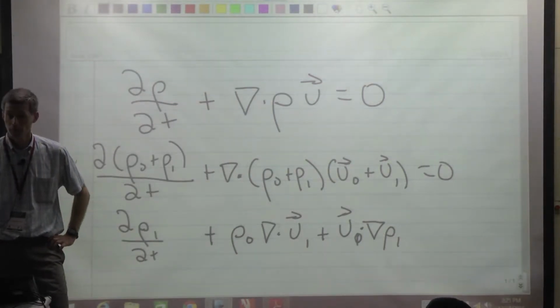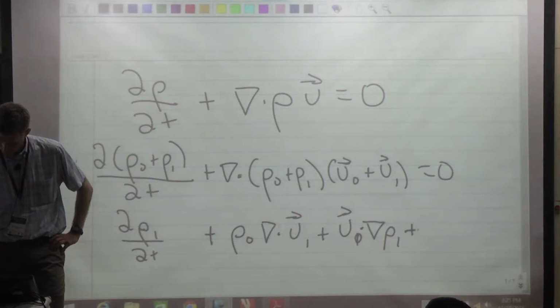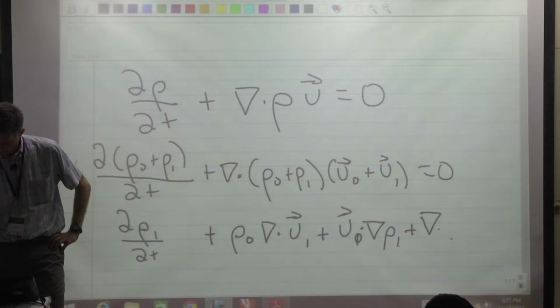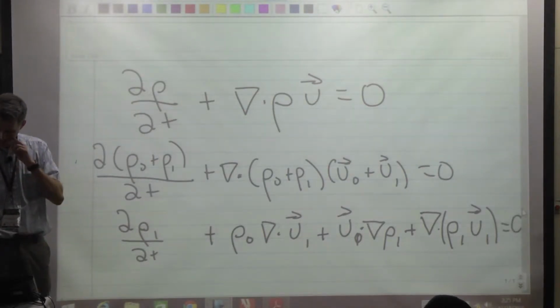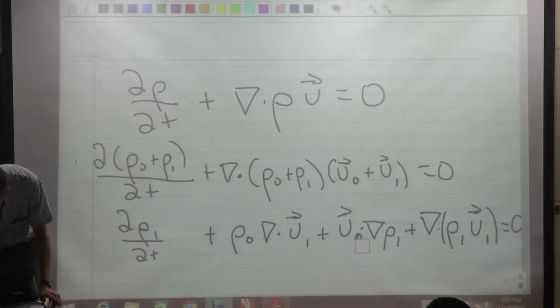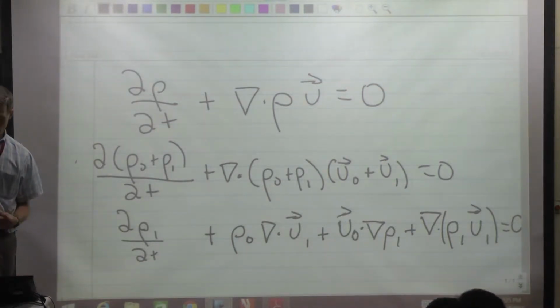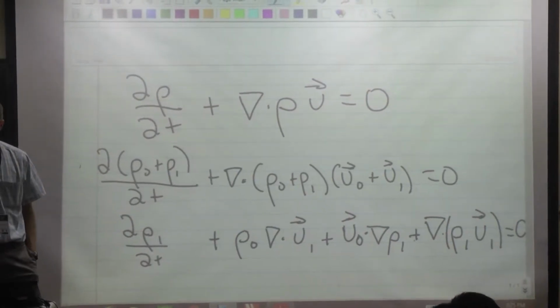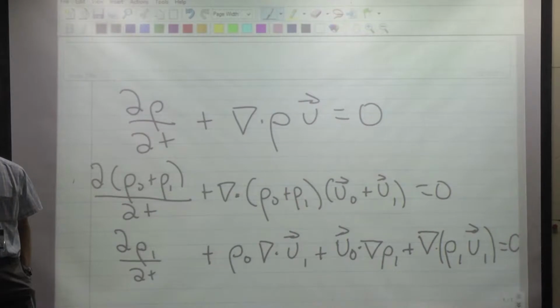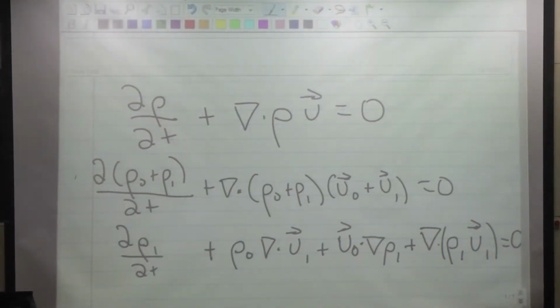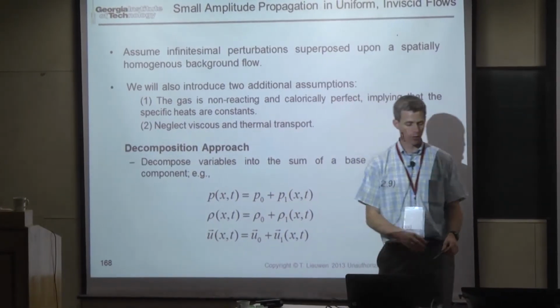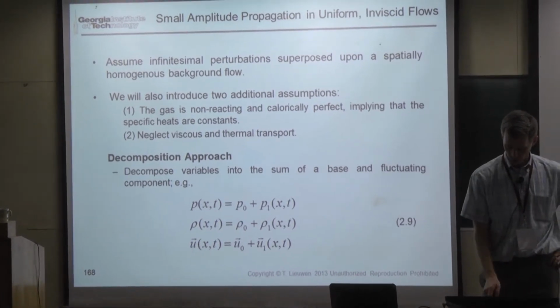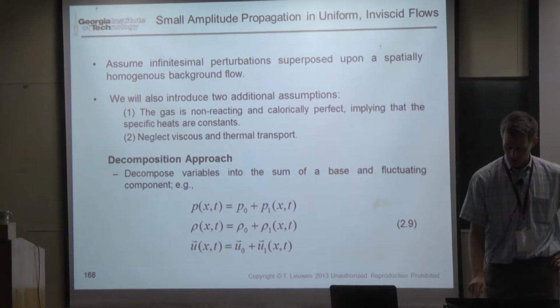Did I make a mistake? Okay. It was something like that. And then the essence of the linearization approximation is you say, okay, this term is a product of two really, really small quantities. If I introduce a small parameter, epsilon, and this term is of order epsilon smaller than that one, then this term will be of order epsilon, and that one of order epsilon squared. This is higher order, so I'm going to neglect that.